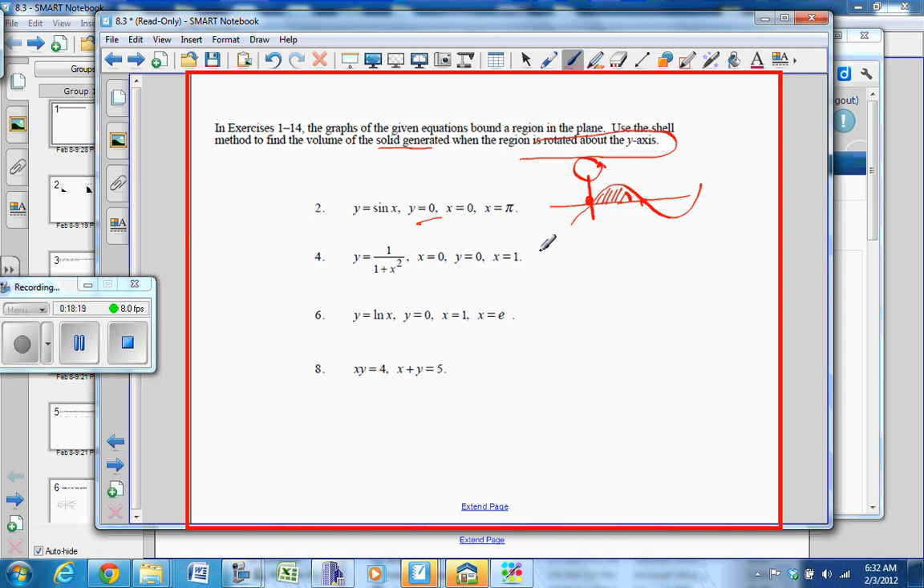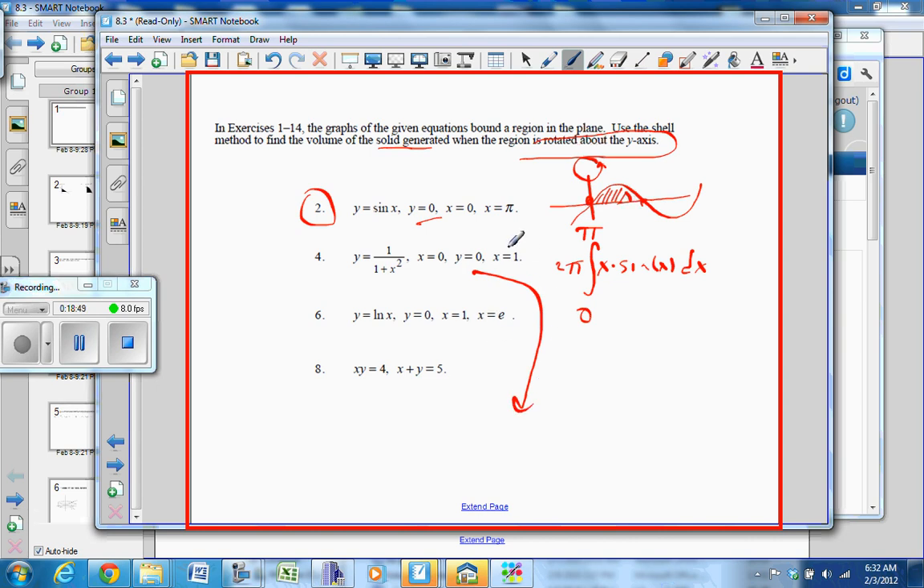So for 2 rather, our integral is 2 pi times x times sine x. And remember, you need to know what these things are. The 2 pi x is the circumference, the sine x is the height, and the dx gives us the width, and we're going from 0 to pi. And that's all.